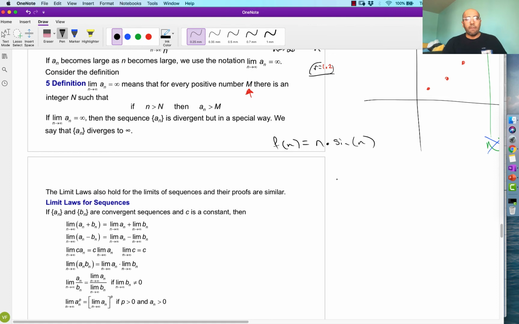And this is growing. But no matter how big a capital M is chosen, say M is equal to 1,000, we chose that value, there is a value capital N such that at least some of the values work. There is a capital N such that when lowercase n is greater than that value, there will be some that work, but there will always also be some that don't work.